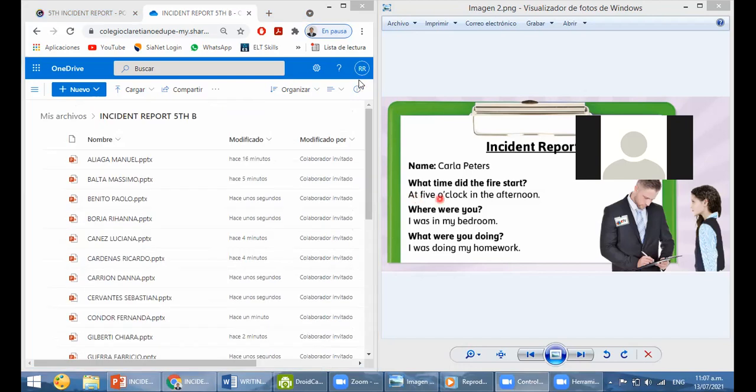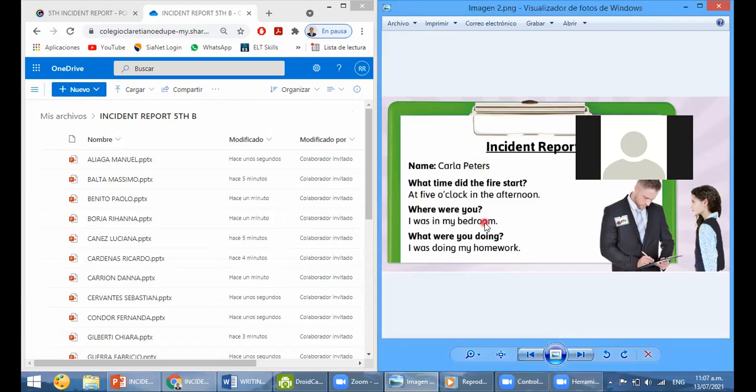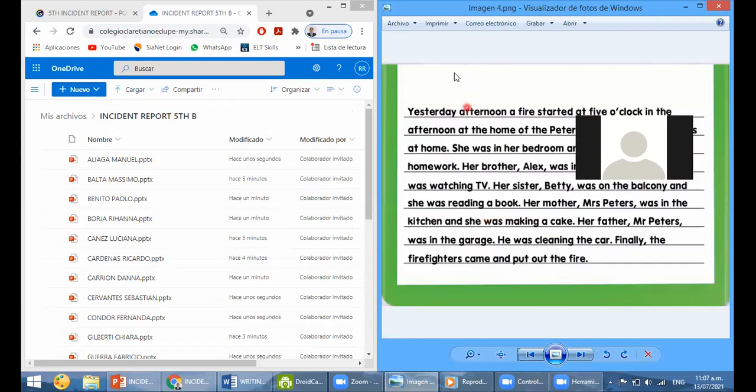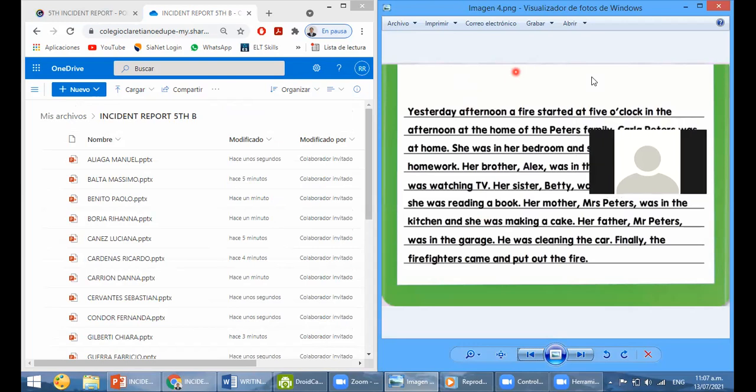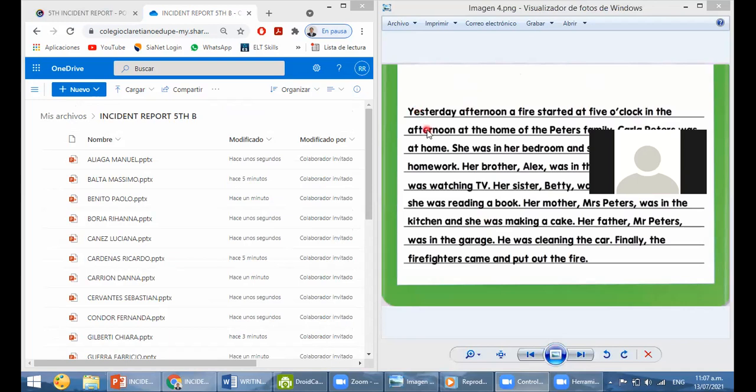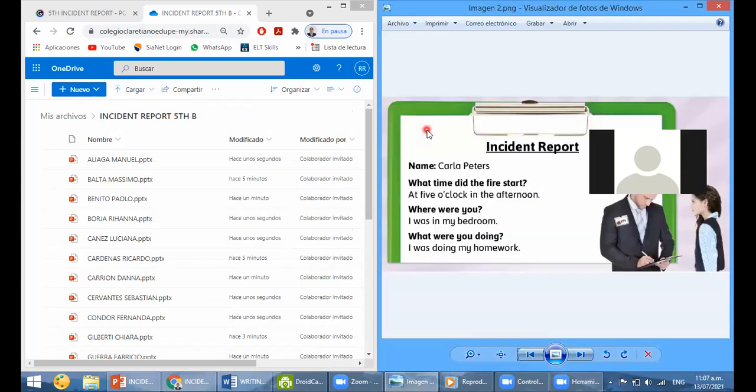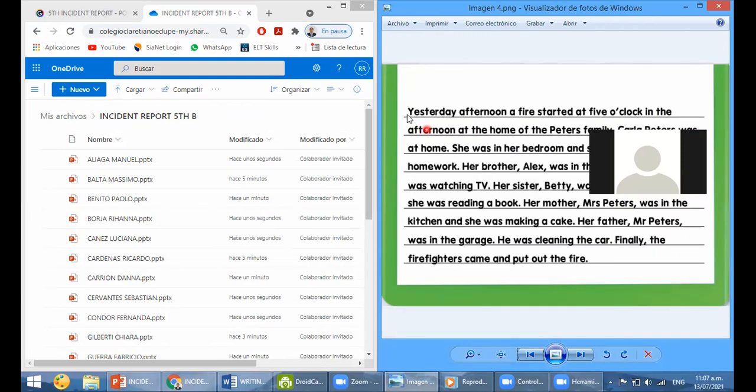Yes, Sebastian, it's the same information in the one, in the two, the same information, but in a paragraph. Okay, that is a summary. It's the same information. At what time? What were you doing? Where were you? The same information, but it's in a paragraph.